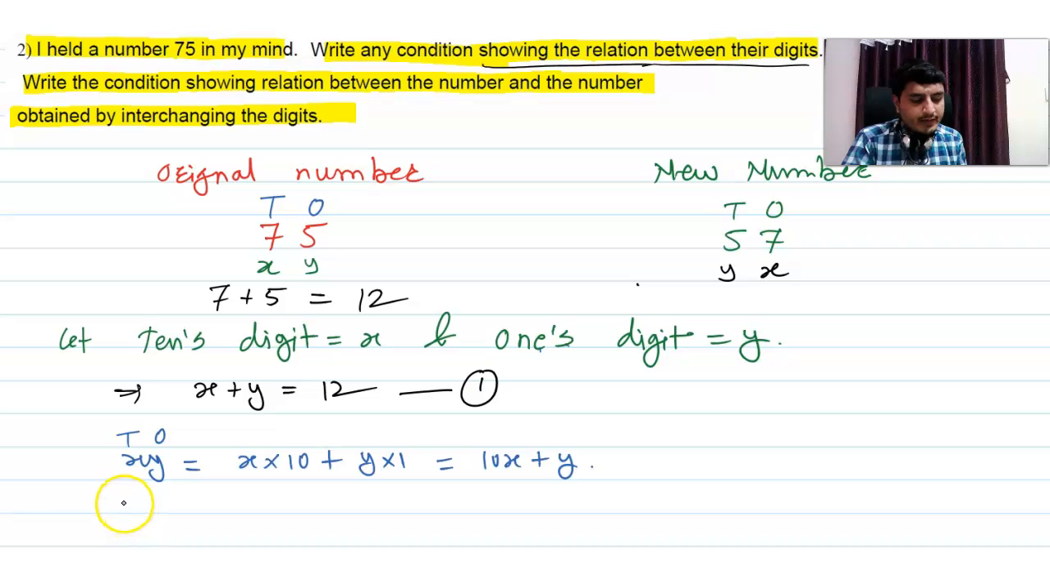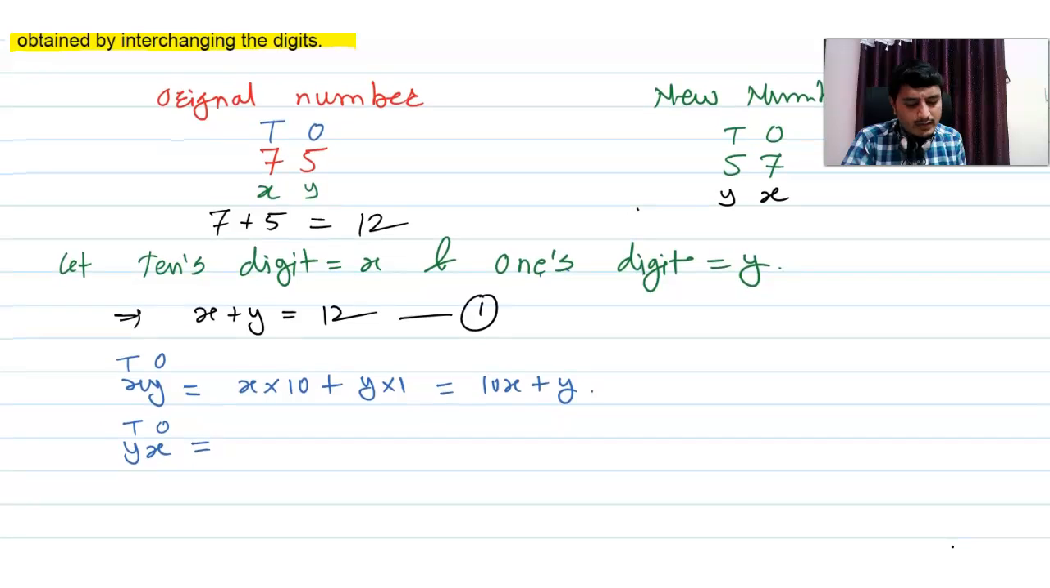And now once we interchange the digits of the original number xy, we get a new number yx. y at the tens place, x at the ones place. So once y is at the tens place, we multiply y by 10, and once x is at the ones place, we multiply x by 1. So the expanded form of the new number is 10y plus x.